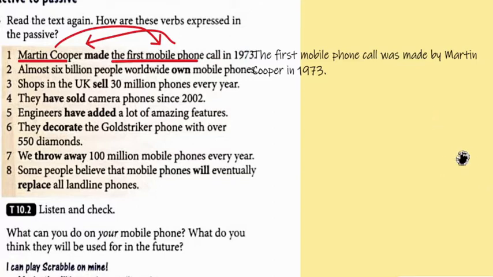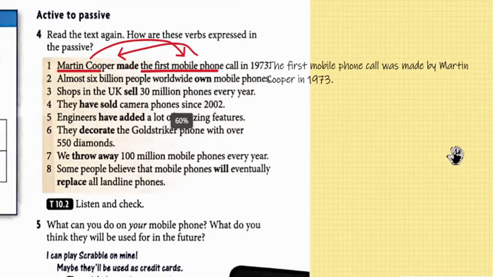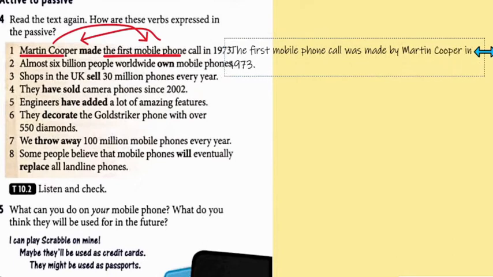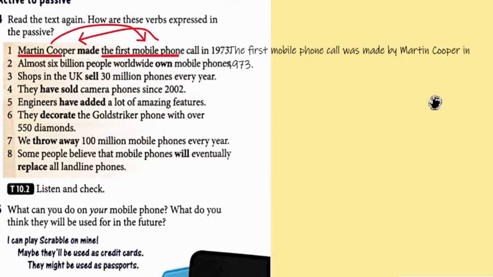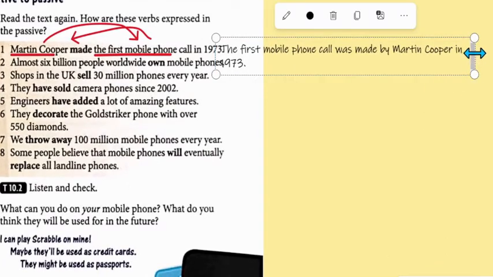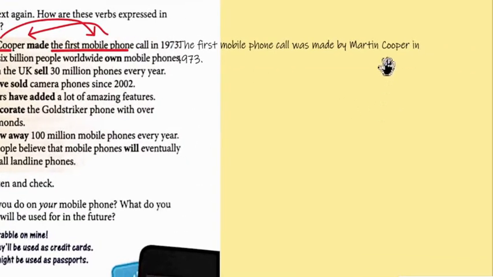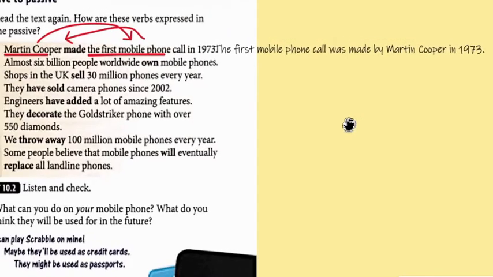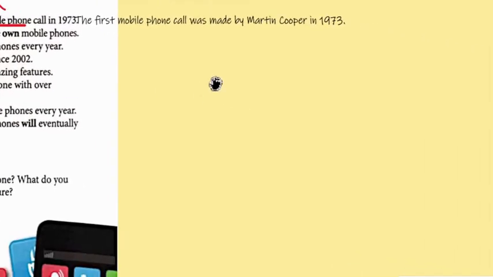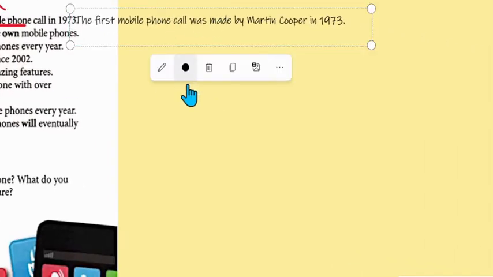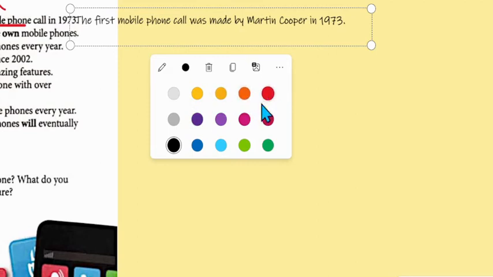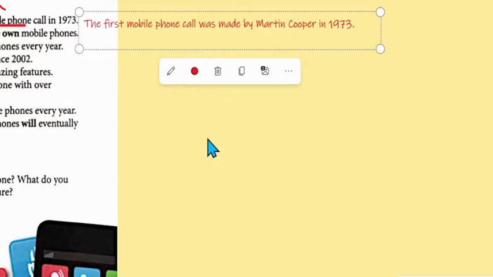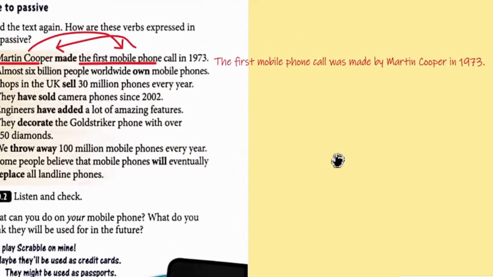Let's make some more space here. Okay, make it red. The first mobile phone call was made by Martin Cooper in 1973. Let's check them.